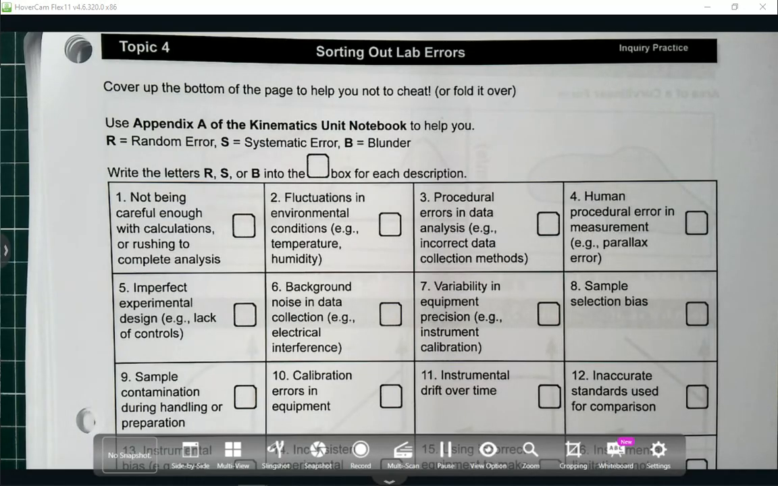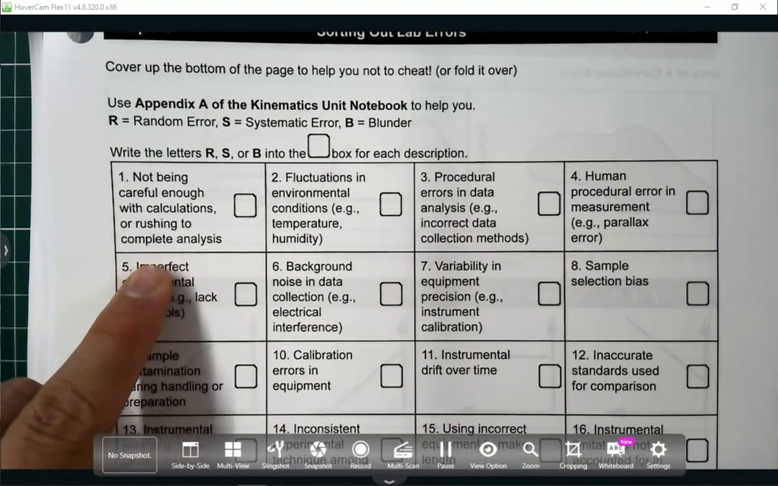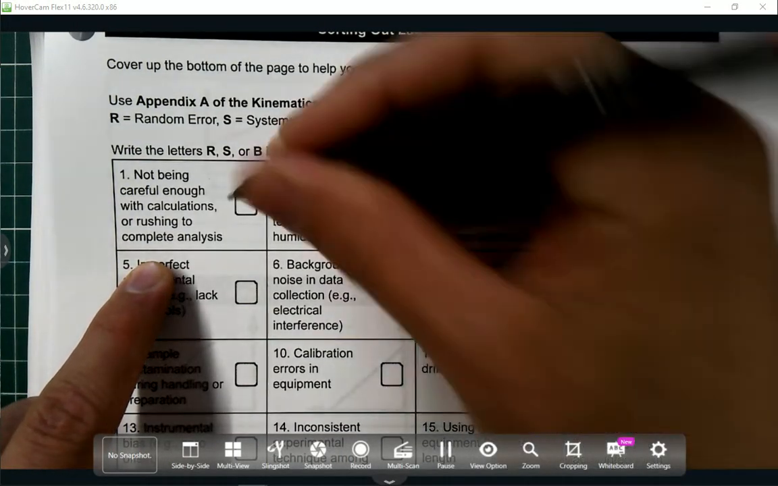Blunder is, for lack of a better word, and I don't like to say that it's a screw up, but it really is a screw up, okay? So not being careful enough or something like that. So I want to go through these things, and I'd like you guys to give me some shout outs. Maybe you know what these are. Not being careful enough with calculations or rushing to complete analysis is blunder. I'm going to put B for blunder.